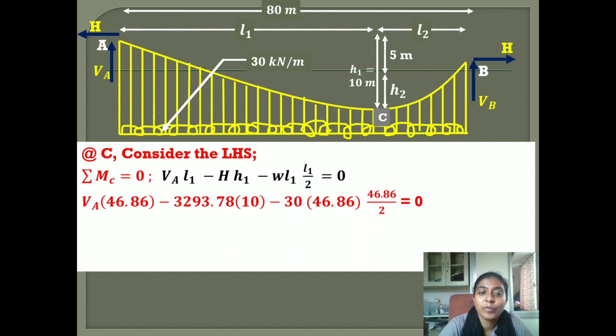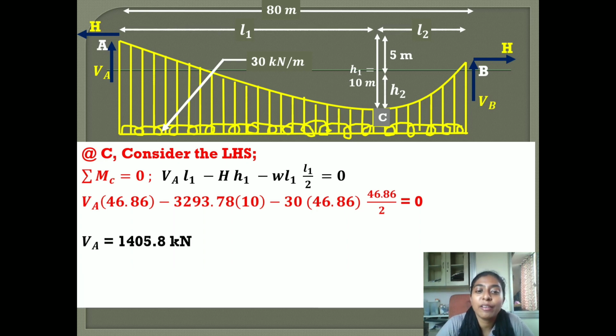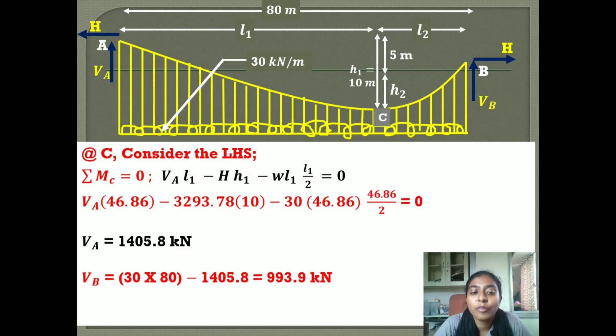So substitute the values of L1, h1 and capital H, we get VA equal to 1405.8 kilonewton. Now you can apply upward reaction is equal to downward loads, or equate the right hand side of C. If you consider sigma MC is equal to 0, on the right hand side we will get VB, or we can use that downward loads is equal to upward loads.